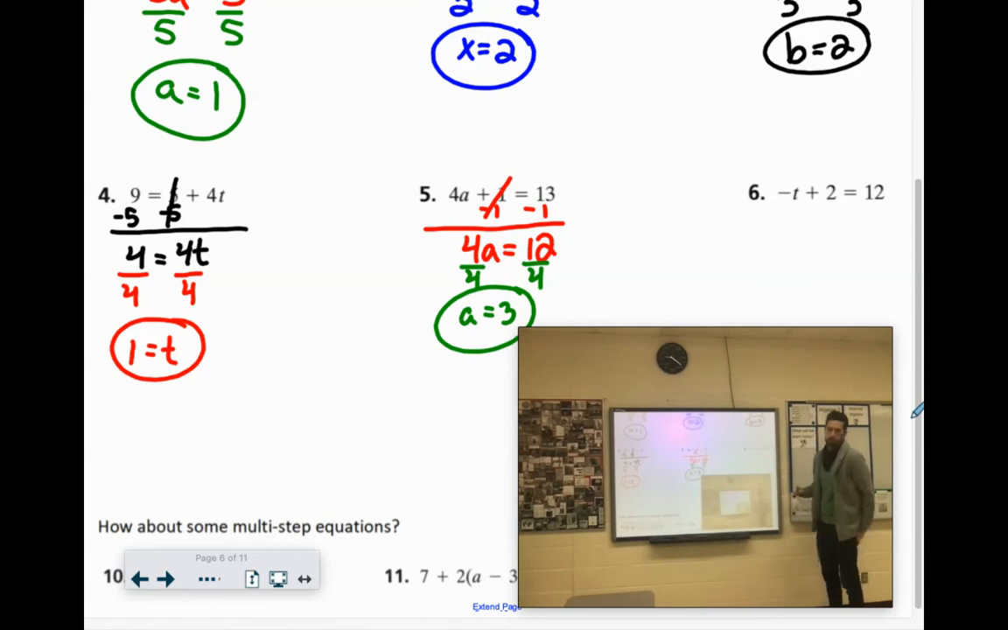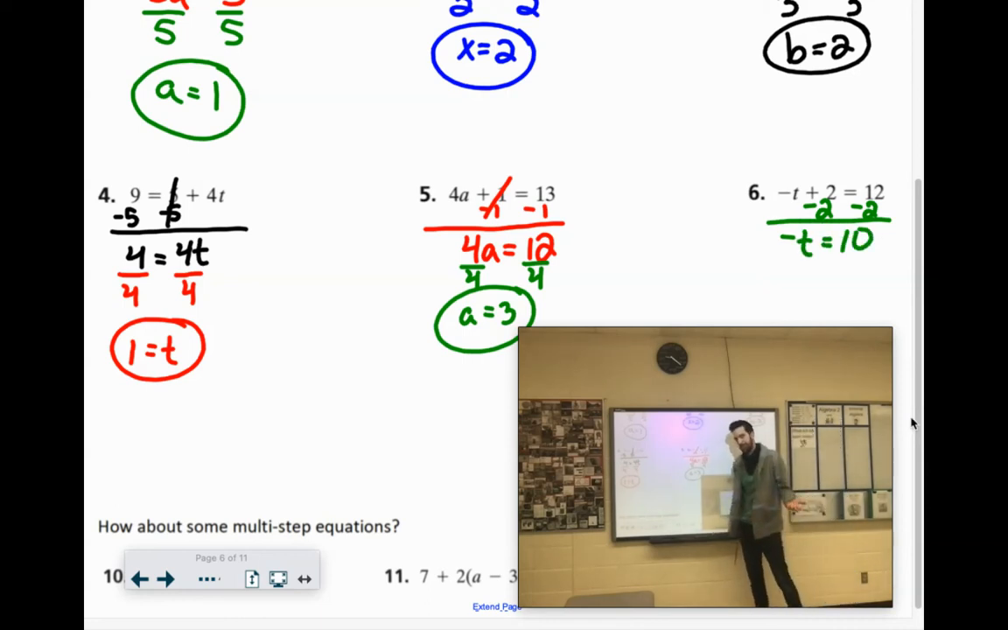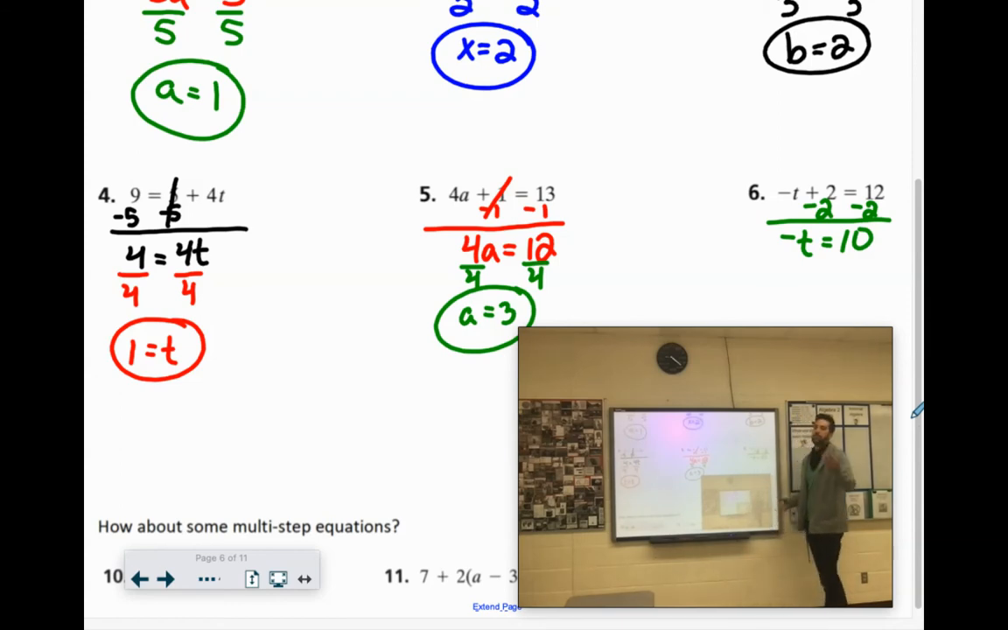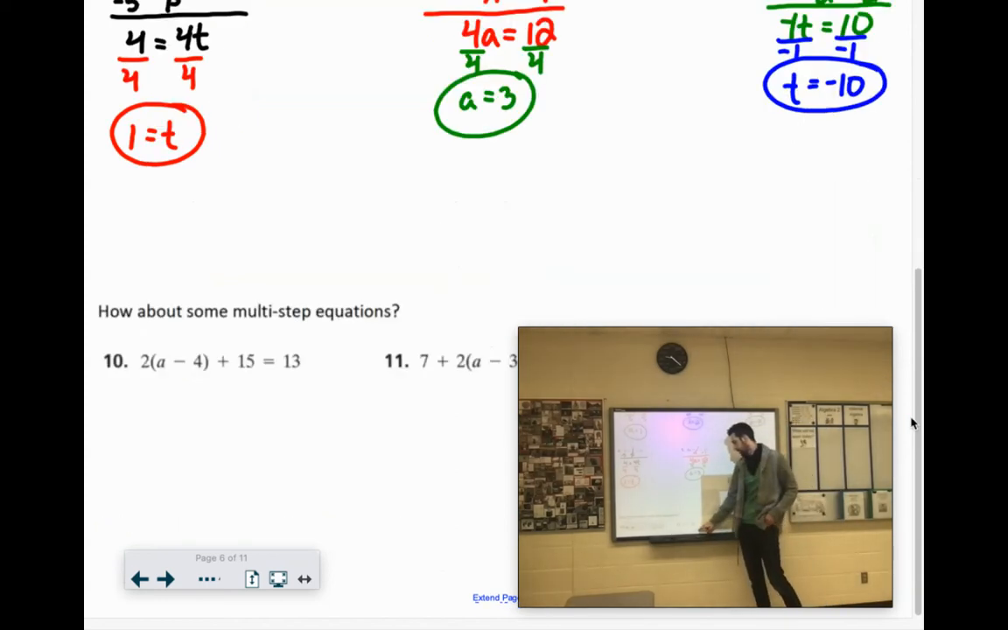One more two-stepper. Negative t plus 2 equals 12. So we'll subtract the 2. Negative t equals 10. And then you're like, well, how do I make it positive t? Remember, negative t really means negative 1t. So if you want, you could divide both sides by negative 1. Negative 1 divided by negative 1 is positive 1. And 10 divided by negative 1 is negative 10. So t equals negative 10.